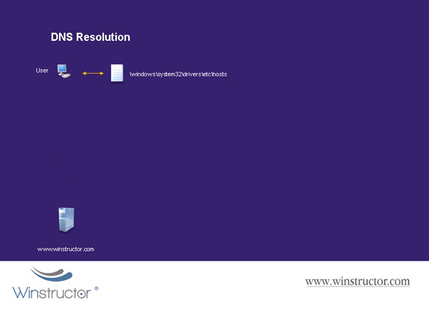So the first thing the client's going to do is to check a local text file on its hard drive called the host file. Now this file is simply an ASCII text file that stores only A or host records. If the address for the Winstructor website is found, the client will go to the website directly, and that's the end of DNS resolution.